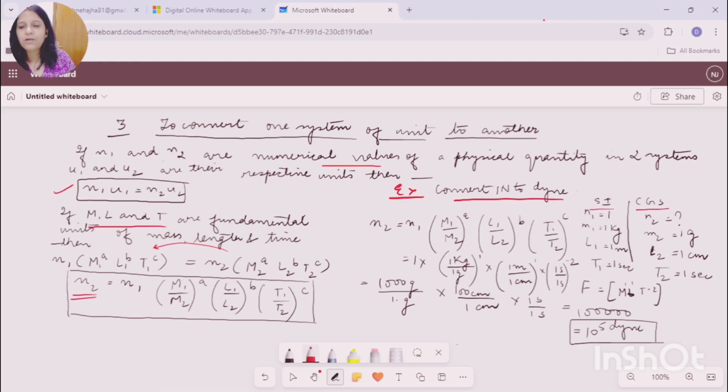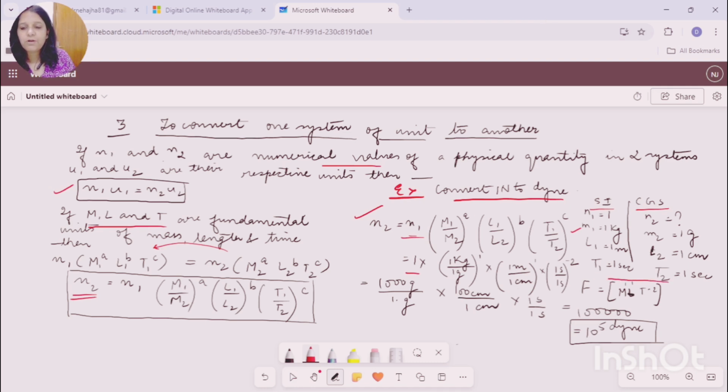n1 given is 1, whereas n2 you need to find out. SI में m1 will be what? 1 kg, L1 is 1 meter, and T1 will be 1 second. CGS m2 will be 1 gram, L2 will be 1 centimeter, T2 will be 1 second. Apply the formula. N2 is equal to N1, M1 by M2. Formula लिख लेंगे, and then you put the values. N1 की value given है 1 into 1 kg by 1 gram, into 1 meter by 1 centimeter, into 1 second by 1 second.